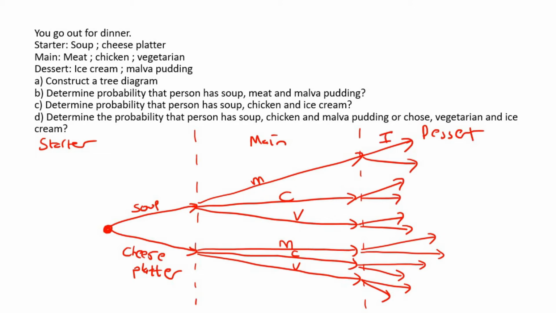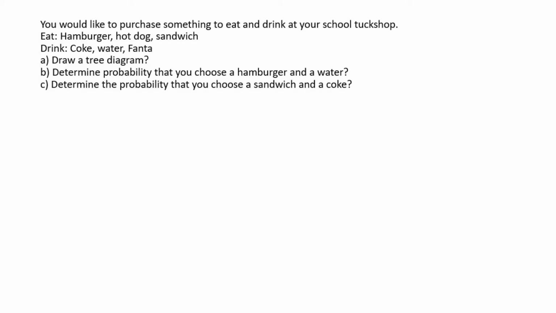Okay, so ice cream and malva, on every branch. So that should be pretty clear of how we do that. If not, don't worry, we still have another example.